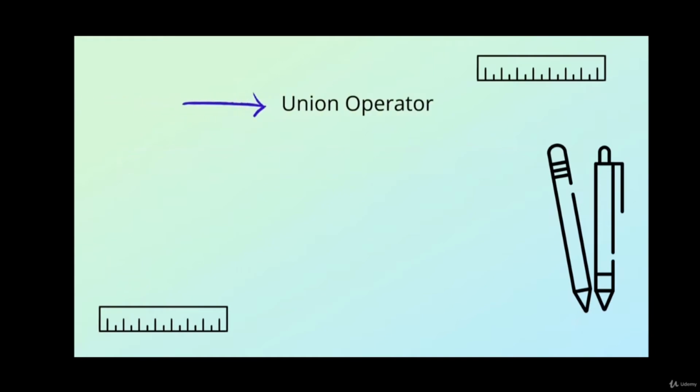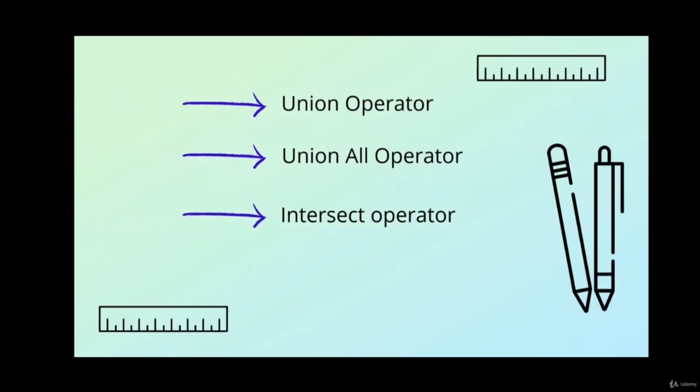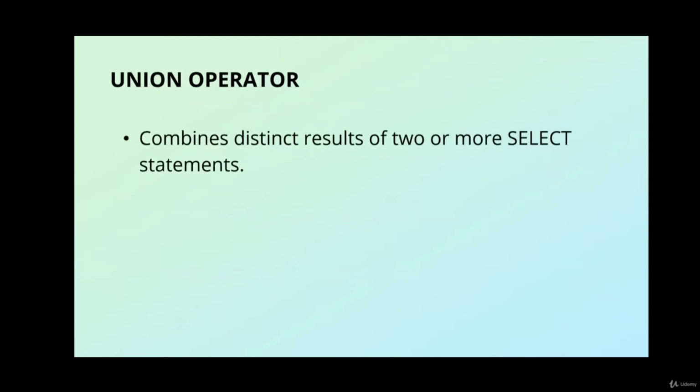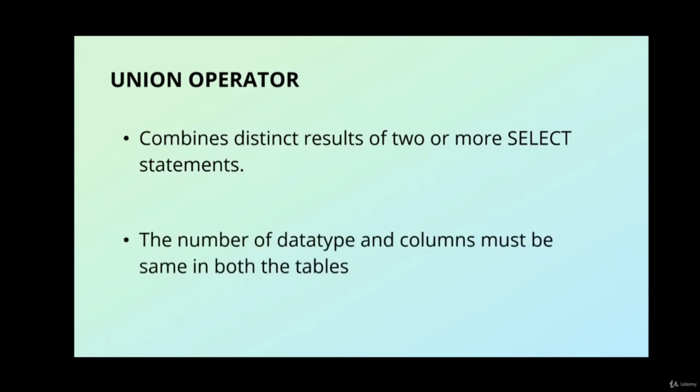The set operators available in SQL Server are the union operator and union all operator. Then there is the intersect operator and the minus operator. Let's study each of them in detail. First is the union operator. The union operator is used to combine the distinct results of two or more select statements. But while doing so, there is a condition that the number of columns and their data types must be the same in both the tables.